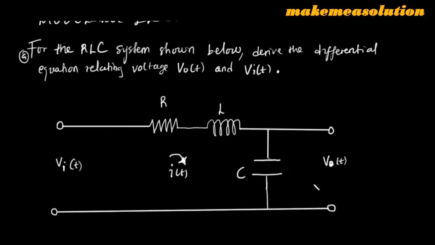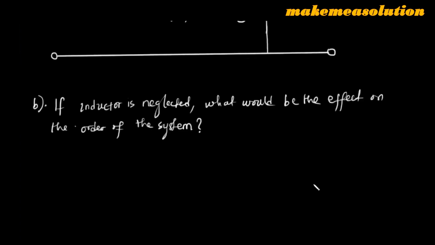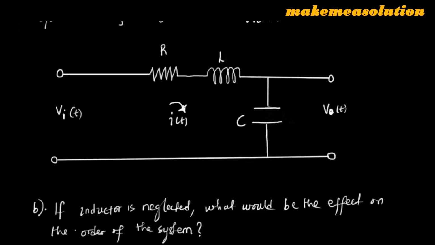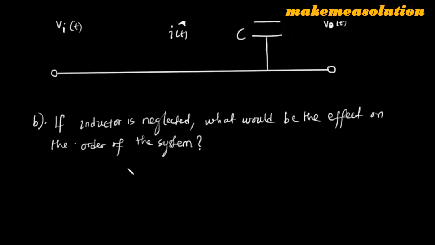So this is the electrical system shown below. There's a B part to the question. It says if the inductor is neglected, what will be the effect on the order of the system? So let's quickly go through this question and see what it is. Okay, so solution.